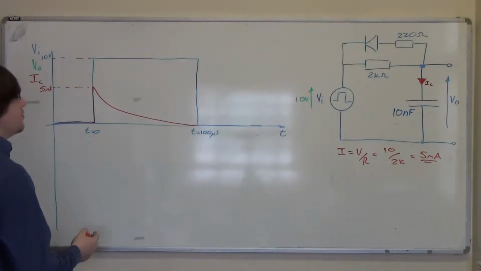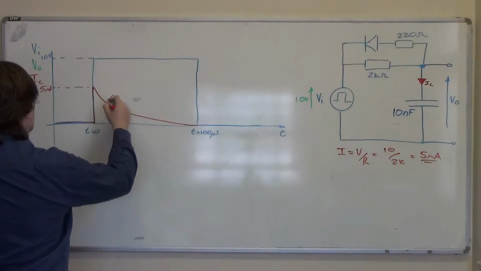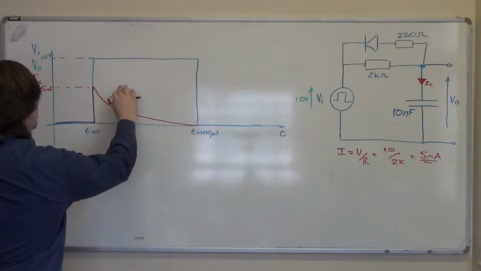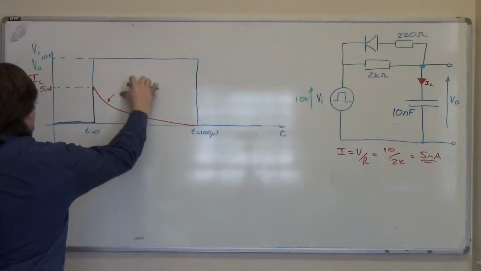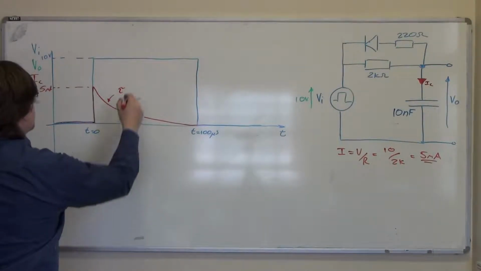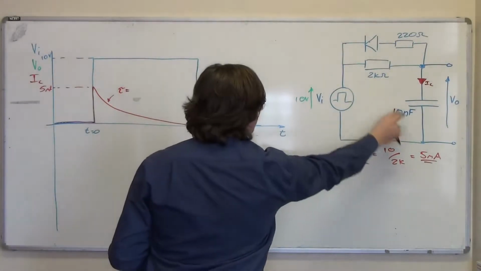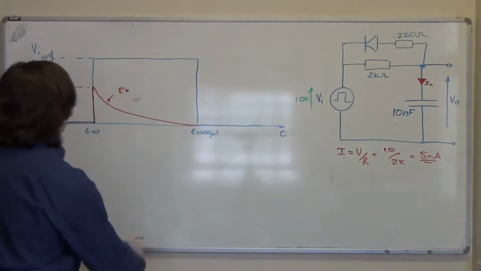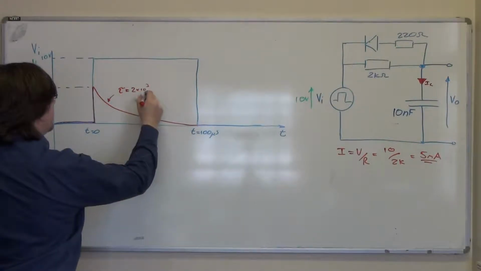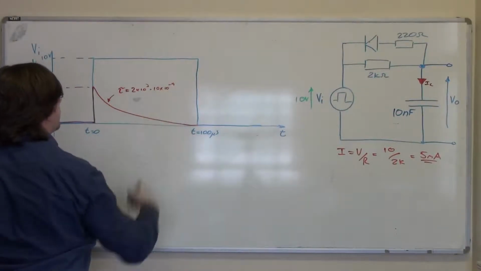So we can find out something else. We can find out the time constant as well of this exponential. So we'd like to know, sorry, not t. We'd like to know about tau, and tau is equal to R times C. So we've got 2 kiloohms and 10 nanofarads. So we have 2 times 10 raised to the 3 and 10 times 10 raised to the minus 9.